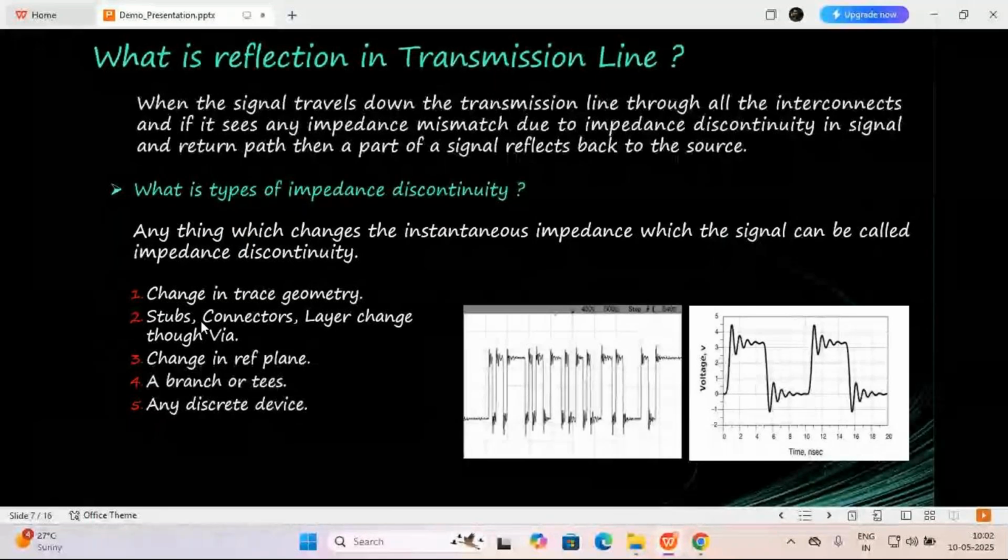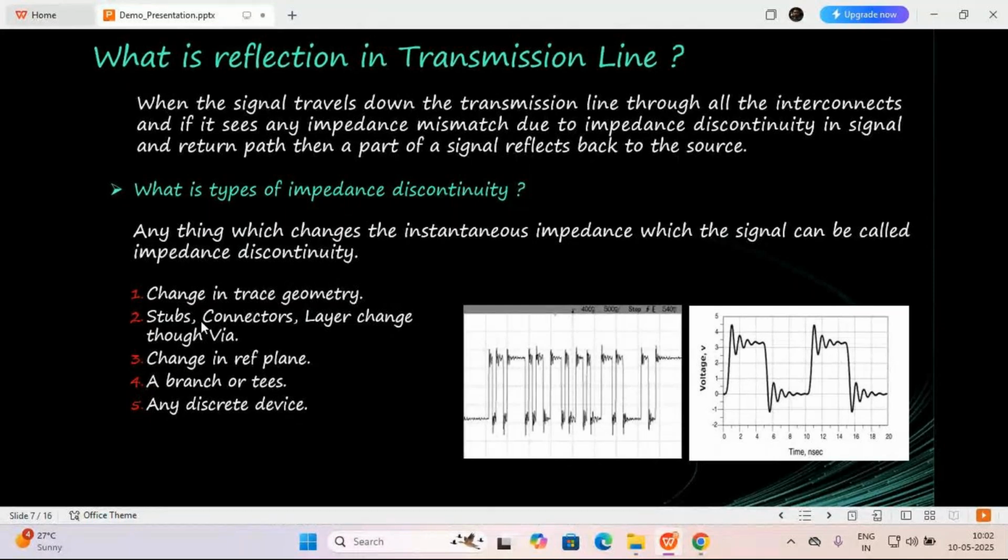So the via shape also changes the impedance, because the via structure and shape will not be similar to a trace. So at that point of time you should ensure that whatever via you are designing should match the impedance of the trace.